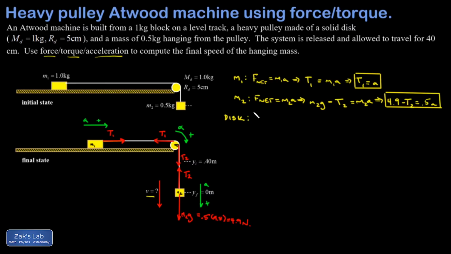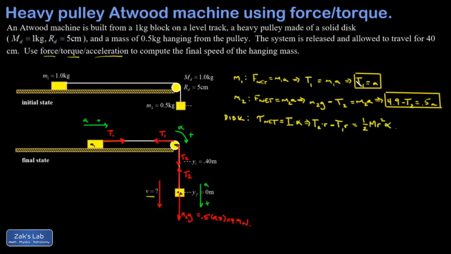And now instead of saying Newton's second law, F net equals ma, I use the rotational analog to that. The net torque is equal to the moment of inertia of this thing times the angular acceleration. So my net torque is going to be, again, T2 times the size of the lever arm, r, clockwise, minus T1 times the size of the lever arm, counterclockwise. The moment of inertia of a disk is 1/2 mr squared, and the angular acceleration is left in there symbolically.